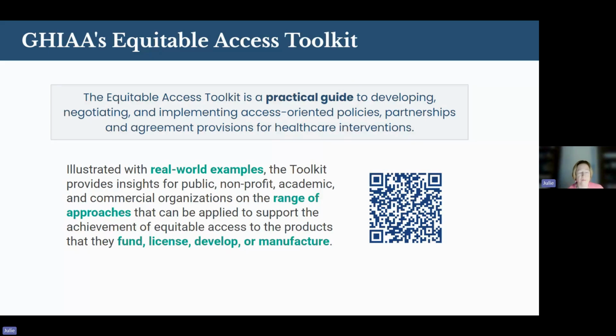The Equitable Access Toolkit is meant to provide practical guidance to those involved in global health agreements, wherever they are in that process. We created the toolkit by converting the content of the provision database into a more accessible resource for a broader audience, not just lawyers. I will talk about some of the toolkit content in the following slides, but again, have a look at the QR code if you want to have an in-depth look. And I think what we'll start with next is the chain of agreements which can be involved in developing the product and making it accessible.